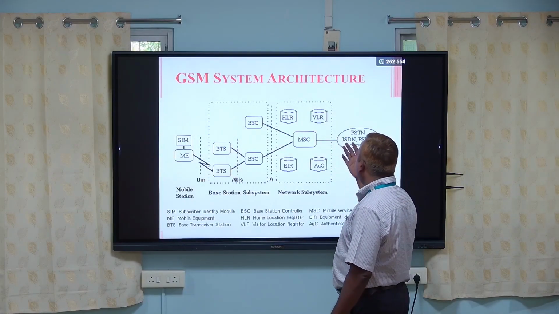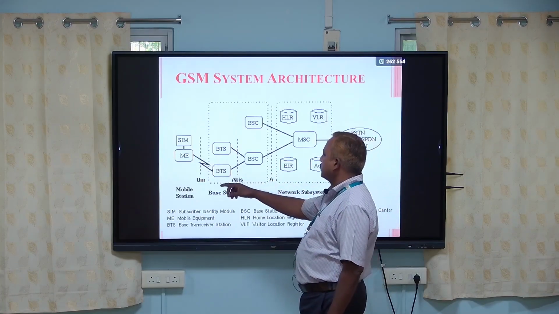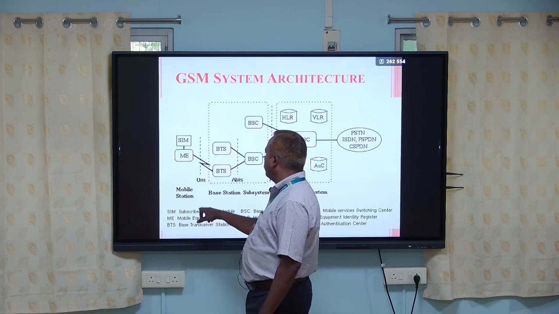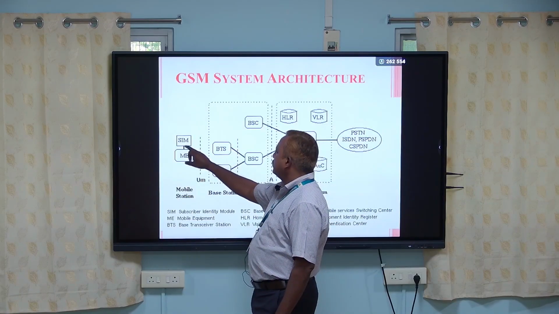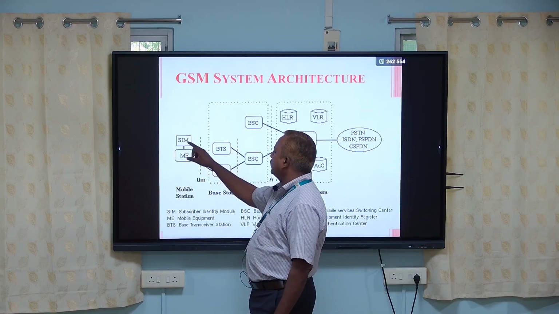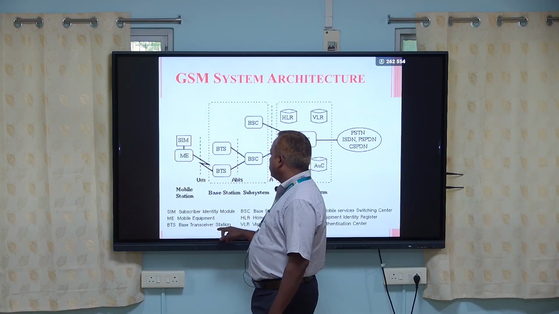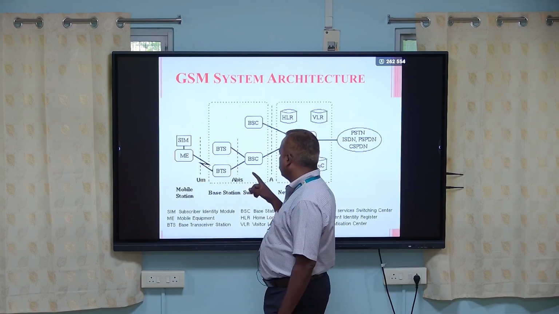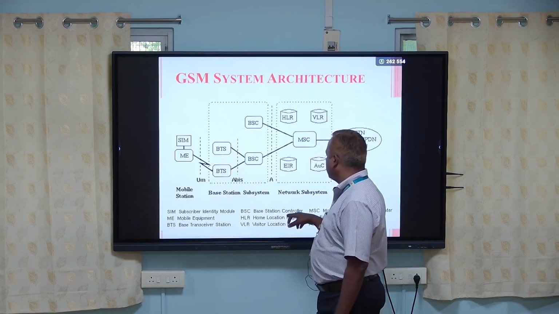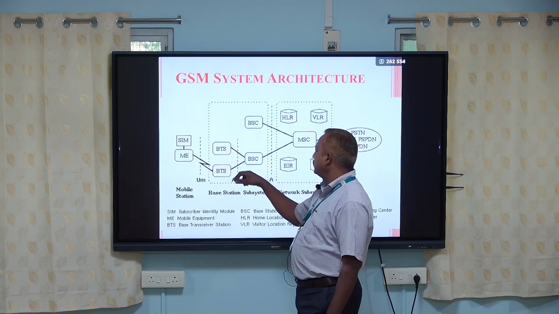Then the GSM system architecture, this is the GSM architecture. The ME means mobile equipment, what we are having in hand. In the mobile, the SIM is used to connect the mobile to the network. BTS is the base transceiver station, that is the tower, what we are talking about now. The next one is BSC, the base station controller, which controls more than one mobile tower.